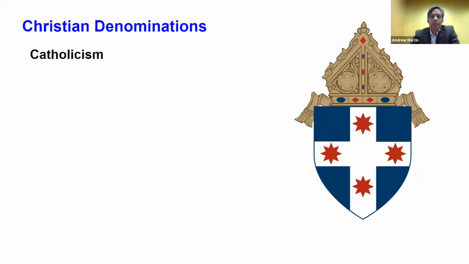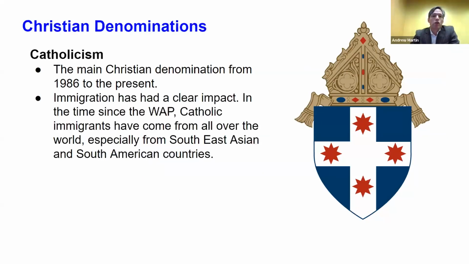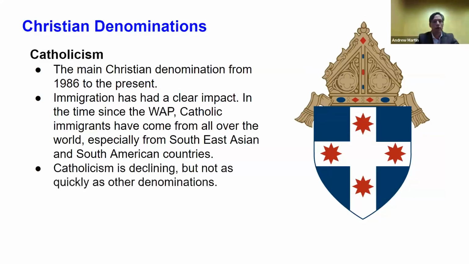Let's look at Catholicism. As I mentioned before, since 1986, Catholicism has been the most popular of the Christian denominations. Immigration has had a clear impact here. Since the 1970s, since multiculturalism happened, since the White Australia policy was disbanded, we've had a lot of immigration in Australia from Southeast Asian countries, and a lot of this immigration has been Catholic. Similarly, I've written there South American countries.